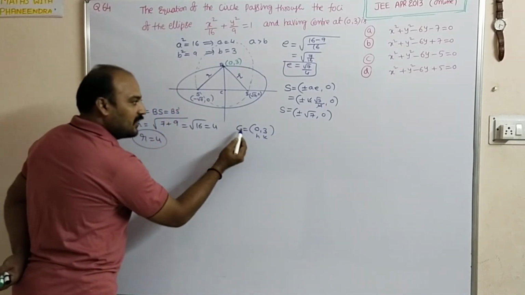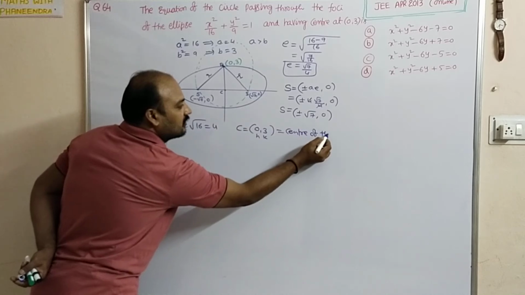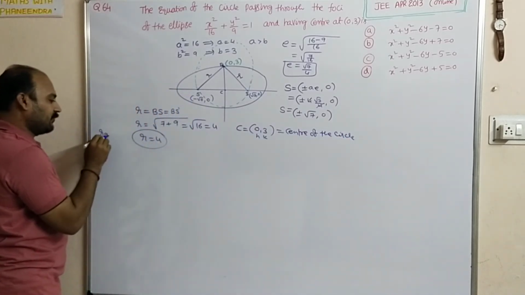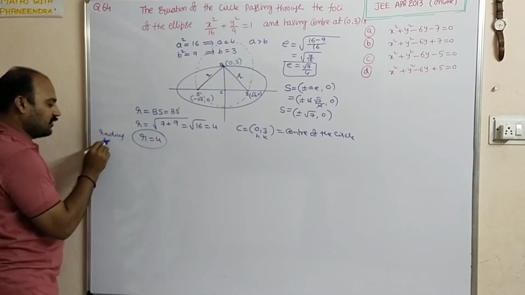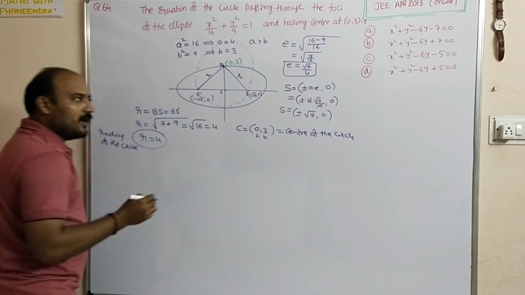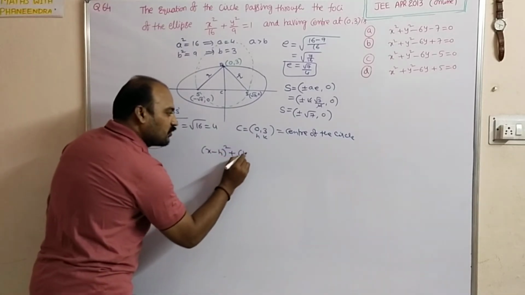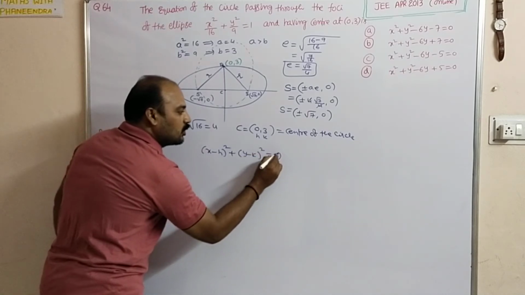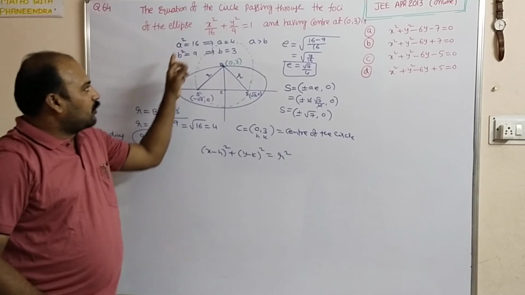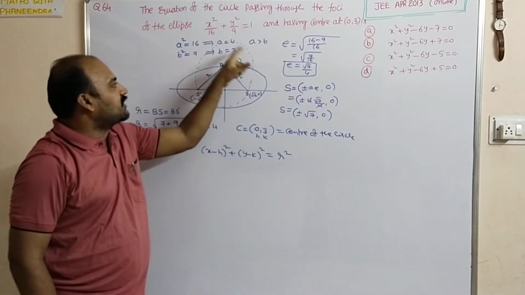Center of the circle and radius of the circle. So we know that the required equation of circle is (x minus h) whole square plus (y minus k) whole square equal to r square. Once again I will repeat. The required circle whose center is at (0, 3) and passing through the foci.